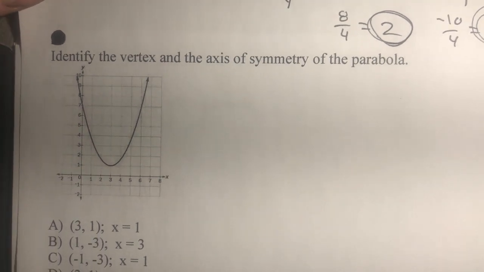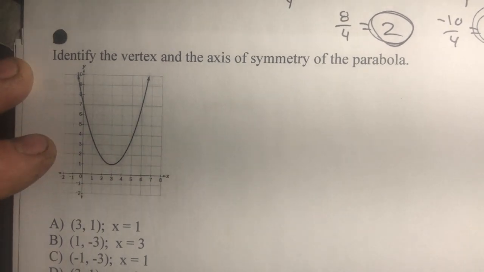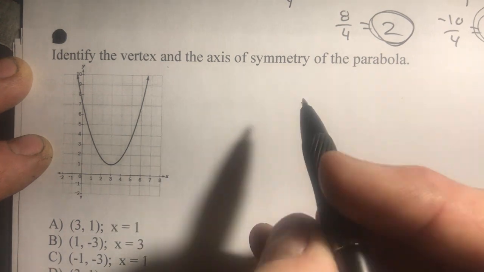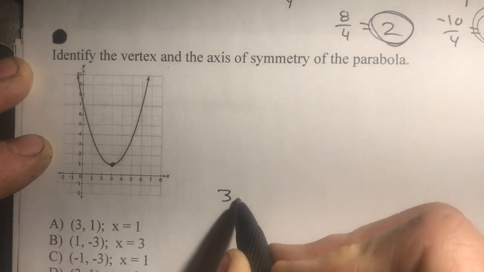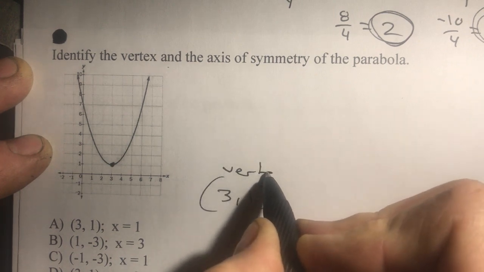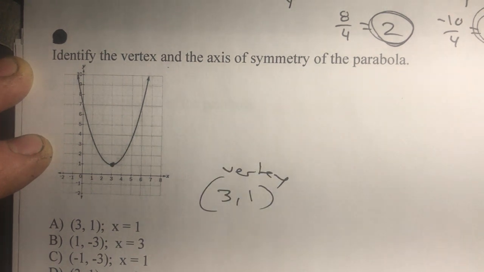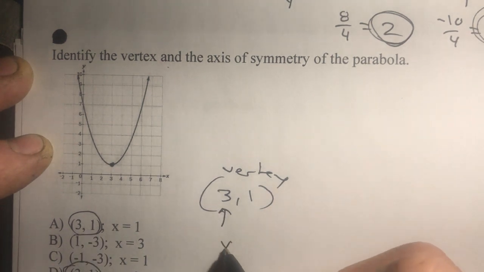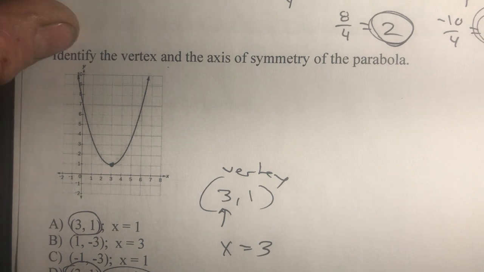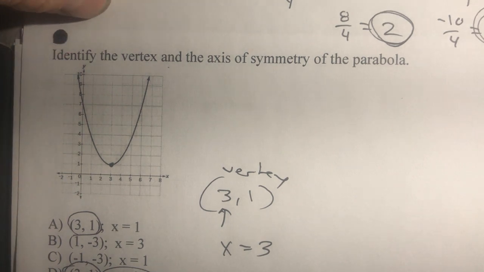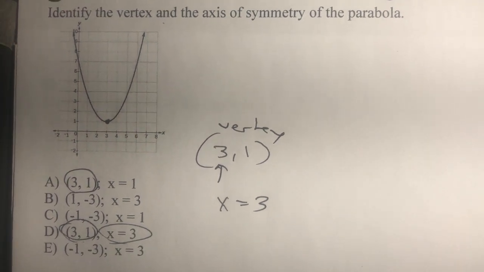This one here, well, we kind of just did one like this a minute ago. Identify the vertex and the axis of symmetry. Here's my vertex right there, which is (3, 1). So (3, 1), you see there? It's one of these two. Now what's the axis of symmetry? Right there, x equals 3. So here it is right there, D. The answer is D. There you go.